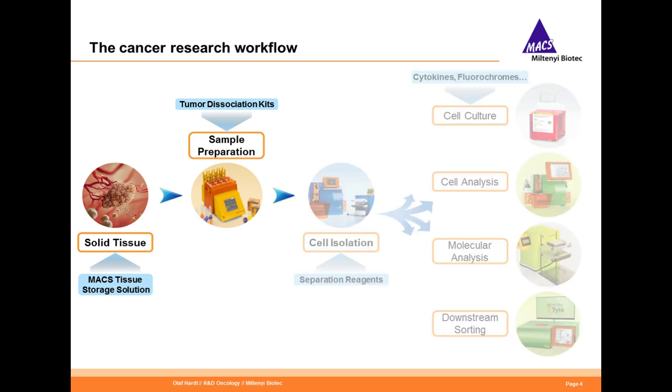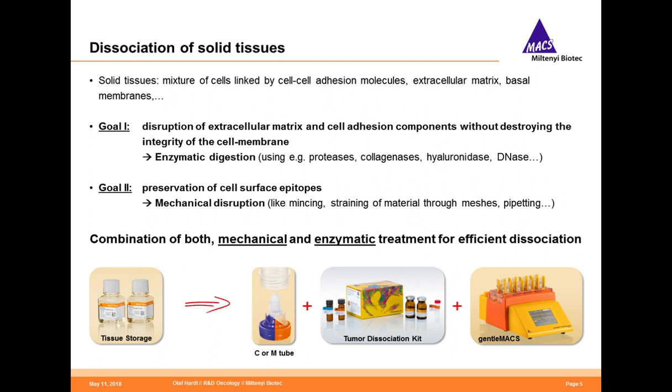So let's start with the sample preparation aspect. And you know that solid tissues are built up of a mixture of cells that are linked by cell-cell adhesion molecules, extracellular matrix, basal membranes. So you have two principal goals. The first one is, of course, very obvious. So you want to disrupt the extracellular matrix and cell adhesion components without destroying the integrity of the cell membrane. And for this, usually enzymatic digestion is the way to go. However, there's also a second goal that is not so obvious and not considered during many dissociation procedures. And that is that you might want to preserve your cell surface epitopes.